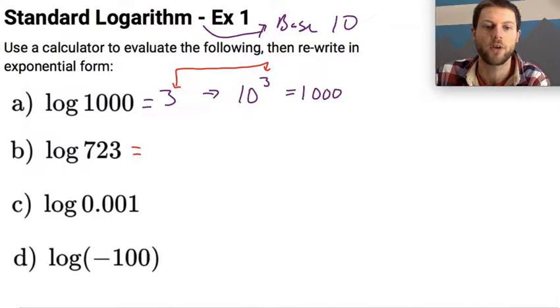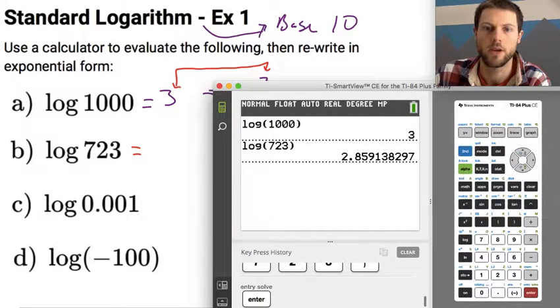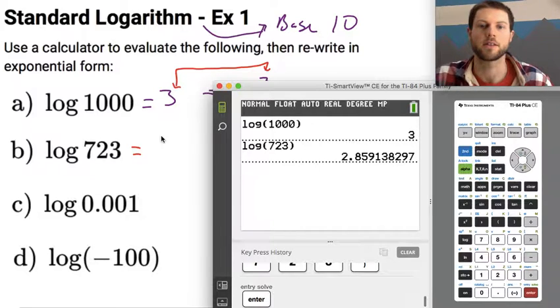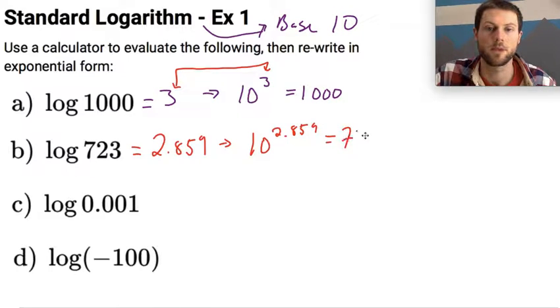This next one's going to be not quite so nice. So let's figure out what this is equal to. The log of 723. We hit enter here, we get this nice number here, 2.859. Let's round it out to those last three, 2.859. So that means that 10 to the 2.859 power should equal 723.